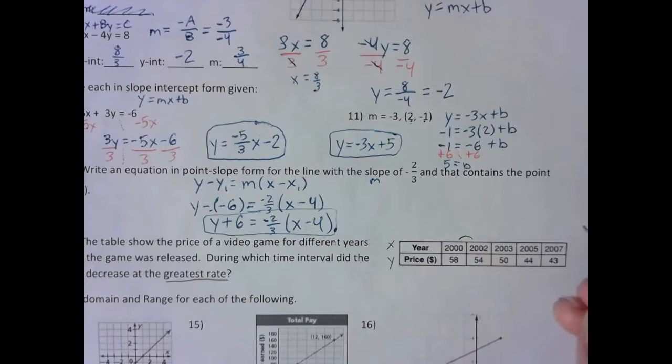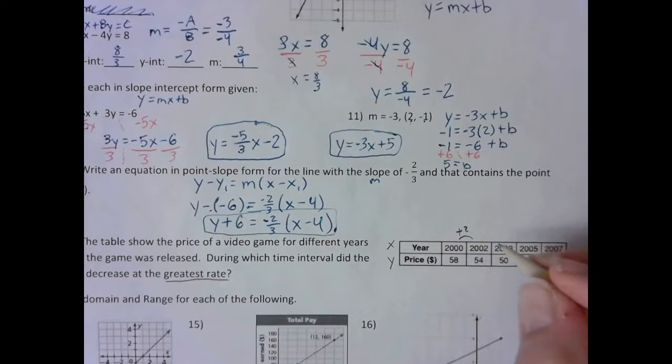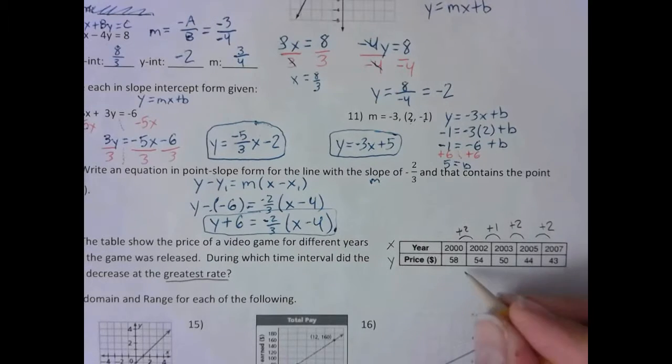Going from 2000 to 2002, we have plus 2. Going from 2002 to 2003, that's plus 1. Going 2003 to 2005, that's plus 2. And 2005 to 2007, that's plus 2. So we found our changes in x. Let's find our changes in y.